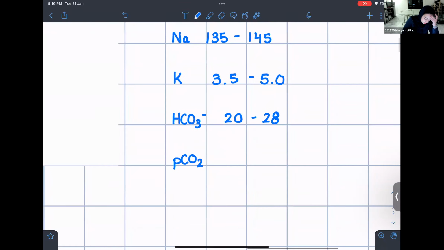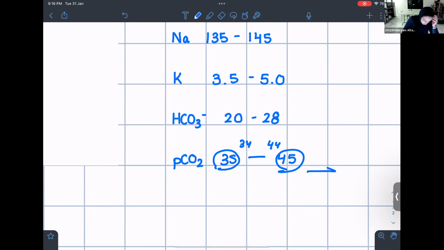And normal PCO2 is going to be anything between 35 and 45. So technically 34 to 44. But anything here or anything here and below is going to be high or low. Okay.